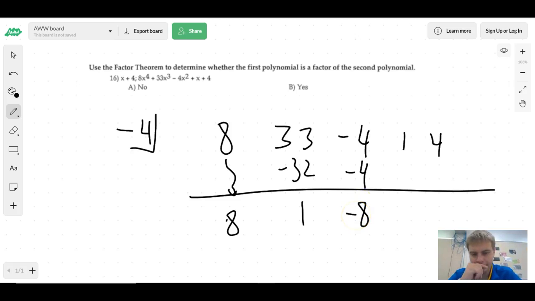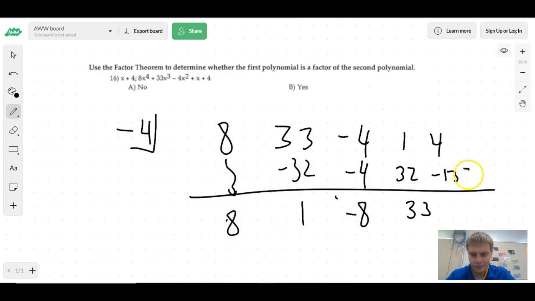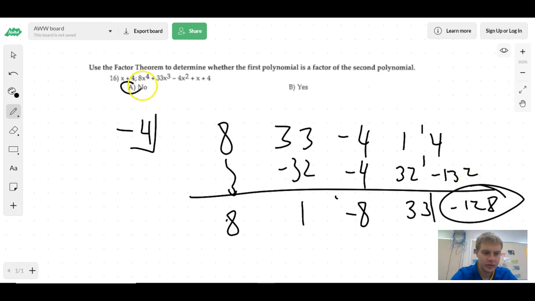Or negative 8. Just going to double check all my math to make sure everything has gone right so far. So 8, negative 32, 1, negative 4, yep, negative 8. That then would be a positive 32, which would give me 33. And that's going to be a really big negative number when I multiply this out, which would be negative 132. You add it with 4, you get negative 128, which means this thing has a remainder, so it is not a factor.